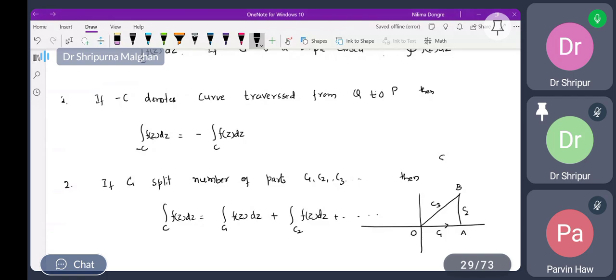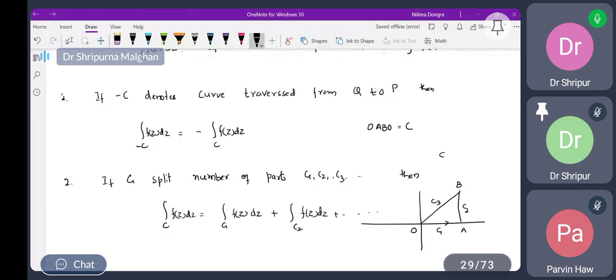So the integration over C is over the complete OABO, the simple closed curve. Suppose this is equal to C, and C is split into C1, C2, C3. Therefore, integration over C will be equal to integration over C1 plus integration over C2 plus integration over C3. So that is what you have written here. If C is split into a number of parts, C1, C2, C3, and so on, then integration over C will be equal to integration over each part and adding them. I hope all of you can understand that. The same thing we'll do in our case also.